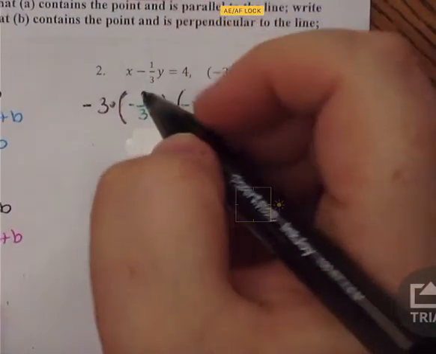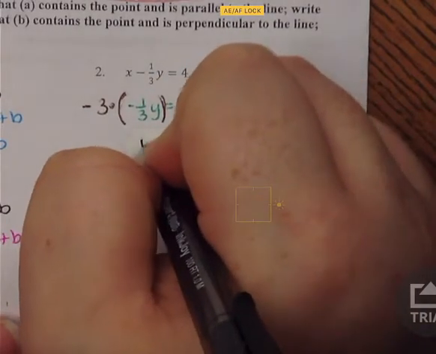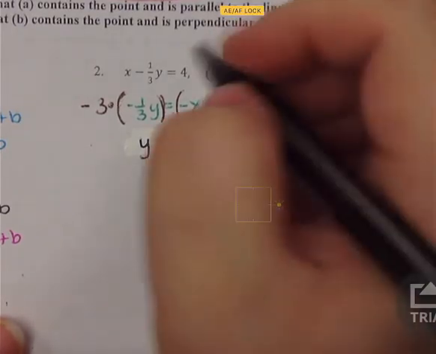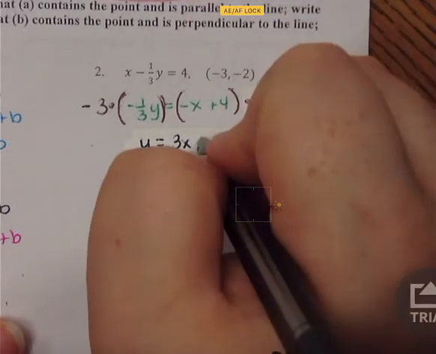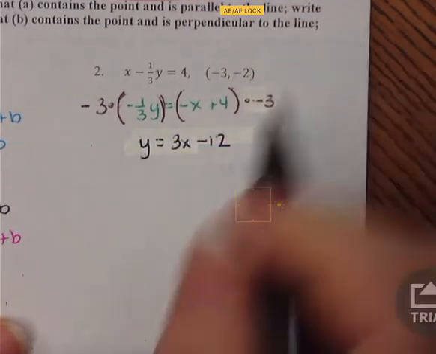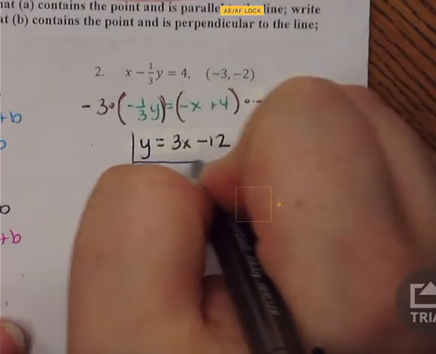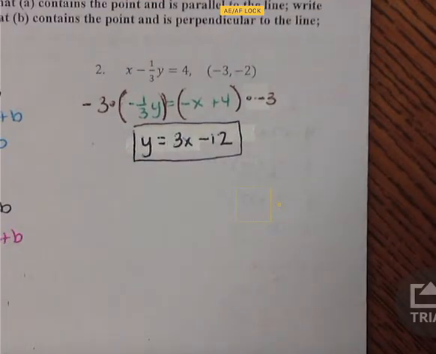So now when we multiply, negative 3 times negative 1/3 y will just give us a positive 1y equals a negative x times a negative 3 is a positive 3x. And then a 4 times a negative 3 is equal to a negative 12. Now that we have the equation in slope-intercept form, we can actually figure out the slope for the parallel line and the slope for the perpendicular line.